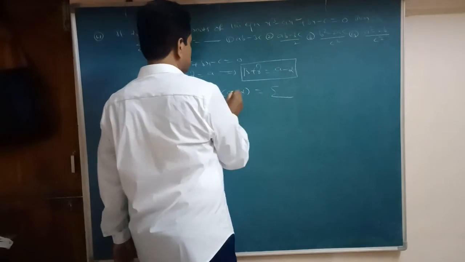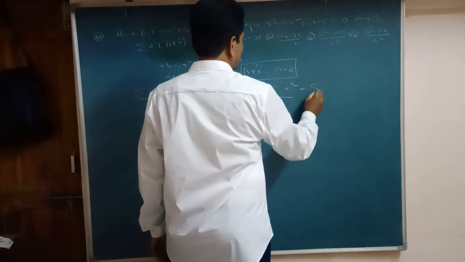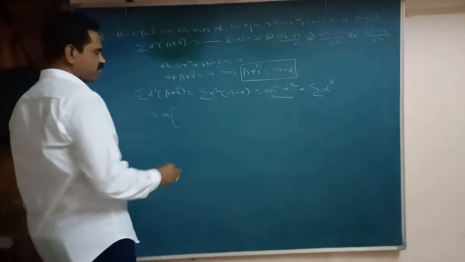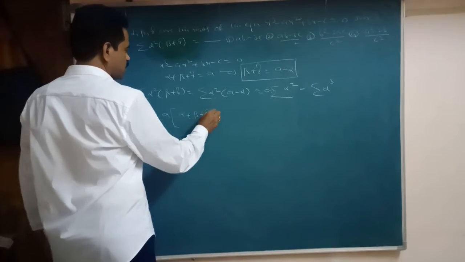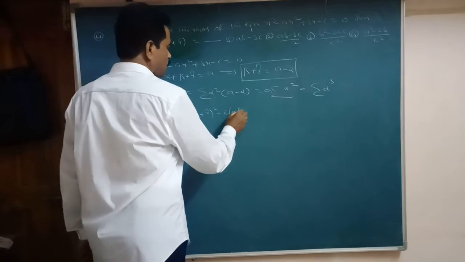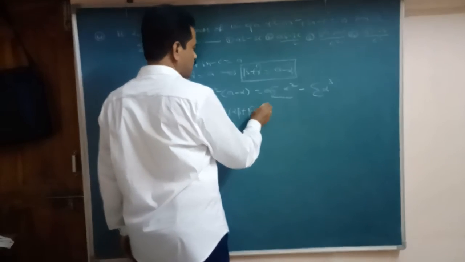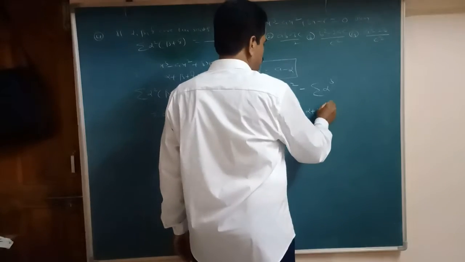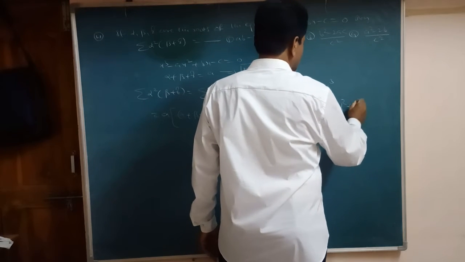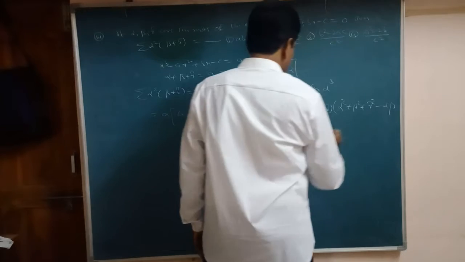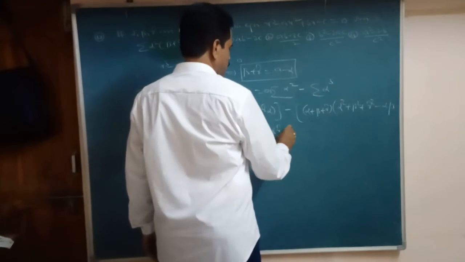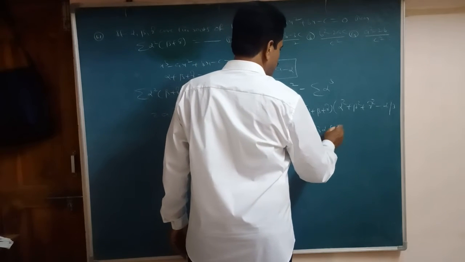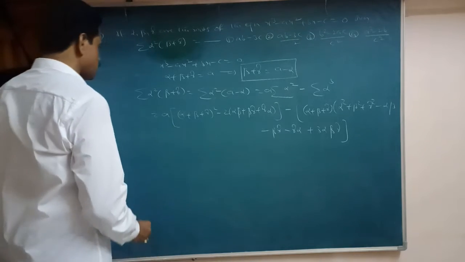That is multiplied with a: a into alpha square minus alpha into alpha square, alpha cube. So that equals a into summation alpha square minus summation alpha cube. Summation alpha square, we know, is alpha plus beta plus gamma whole square minus 2 into alpha beta plus beta gamma plus gamma alpha. Next, alpha cube is alpha plus beta plus gamma into alpha square plus beta square plus gamma square minus alpha beta minus beta gamma minus gamma alpha, plus 3 alpha beta gamma. So now substitute here.